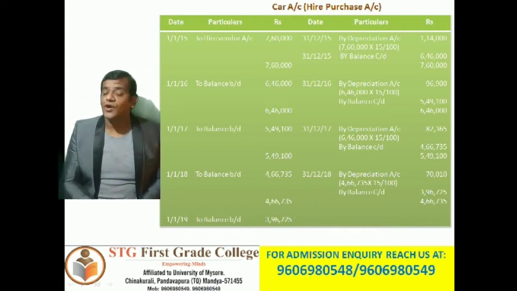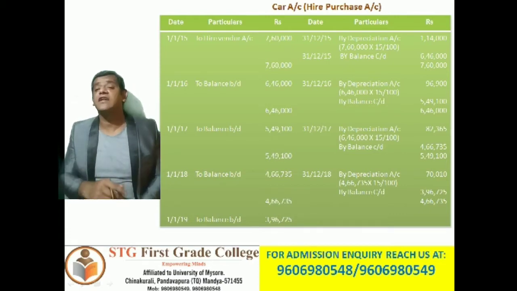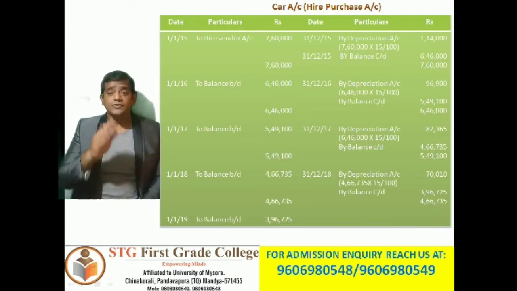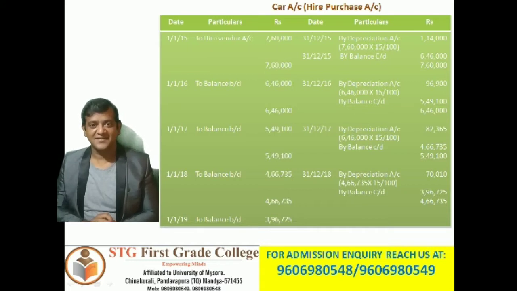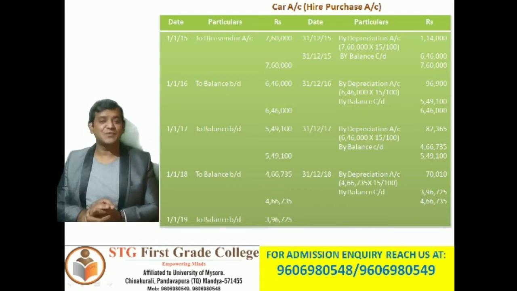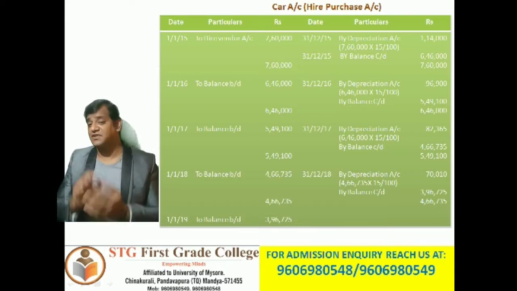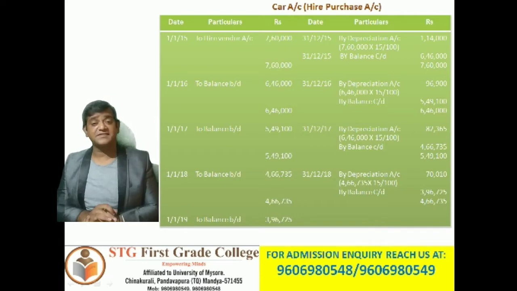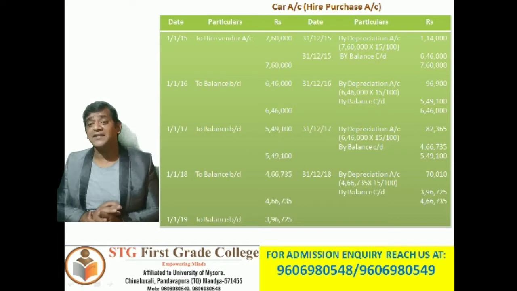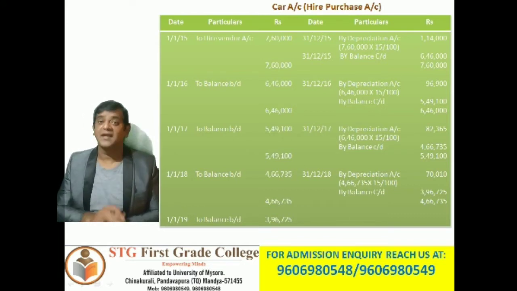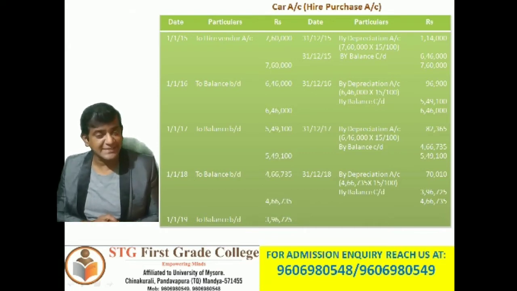7,60,000 into what is the rate of depreciation given in the problem? 15%. 15 divided by 100. So that comes to 1,14,000 rupees. Depreciation account 1,14,000. Now find out the balance carried down. That is the balance figure. 7,60,000 is the opening balance minus depreciation 1,14,000. So the difference is 6,46,000. So that is balance carried down.